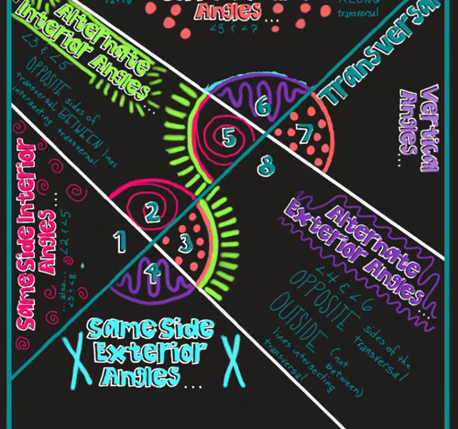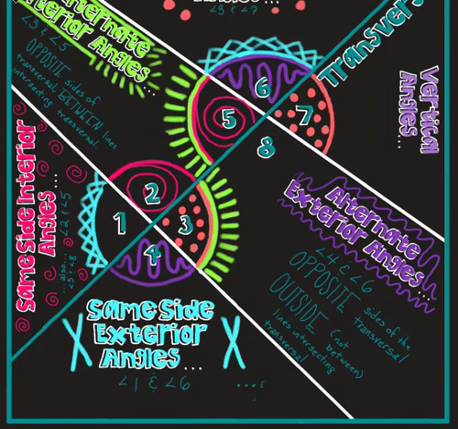Next we have same side exterior angles. Same side exterior angles are on the same side of the transversal outside of the intersecting lines. So angle 6 is same side exterior with angle 1. Angle 1 and angle 6 are same side exterior. Also, angle 4 and angle 7.